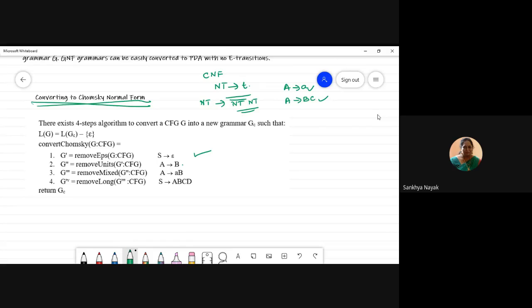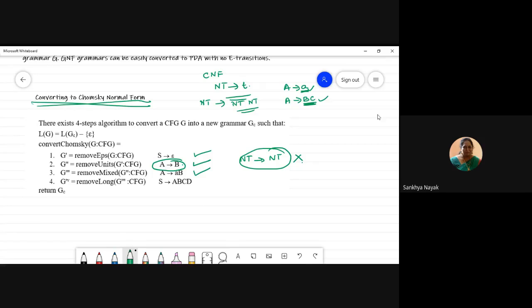Next, remove unit productions. What are unit productions? One non-terminal deriving another non-terminal. If you have something like that, remove it. Why remove? Because my aim is to get it into this format.